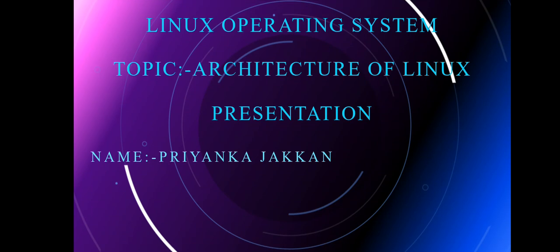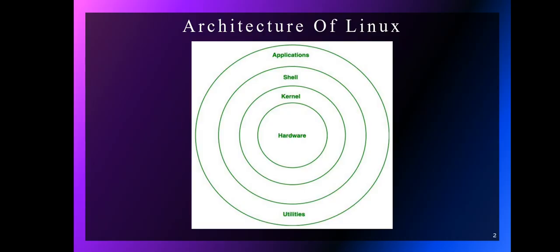Good afternoon everyone. Today we are going to see about the architecture of Linux in operating system. This is the architecture of Linux. Four components are there in the architecture. First one is hardware. Hardware is the lowest level of the operating system.